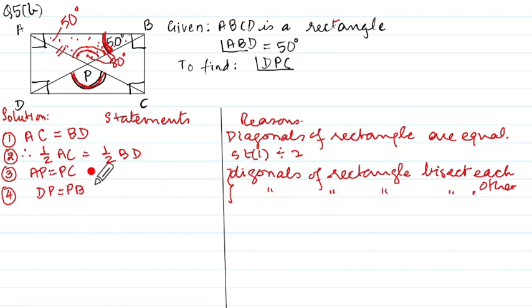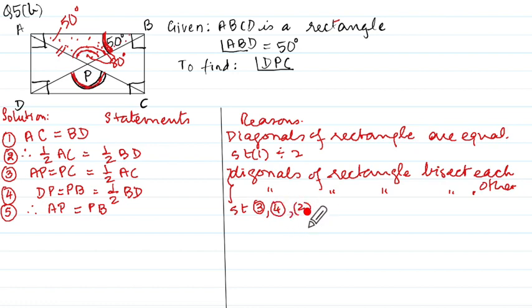Now AP equal to PC will be half AC. Look at that. And DP equal to PB will be half BD. And therefore statement number 5 we will say therefore AP will be equal to PB, which is equal to half AC and half BD. So this will be from statement 3 and 4 and also statement number 2.